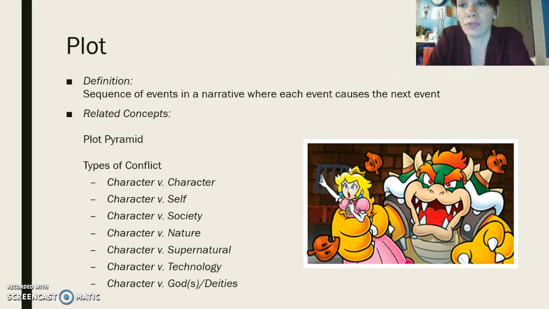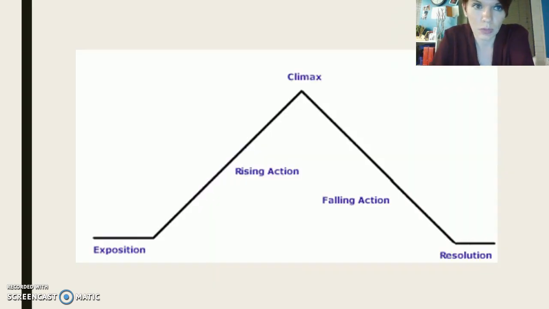Plot is driven by conflict. Things don't happen in stories without conflict. So there are a variety of different types of conflict. Again, this is just an overview, so we're not going to dive too deeply into them, but if you want to pause the slide and look at those types, you can. These are the basic types of conflict that you will see in stories that drive plot. Now, I know there are different ways that you can categorize these and different definitions, but these are some of the most basic. Here's the plot pyramid.